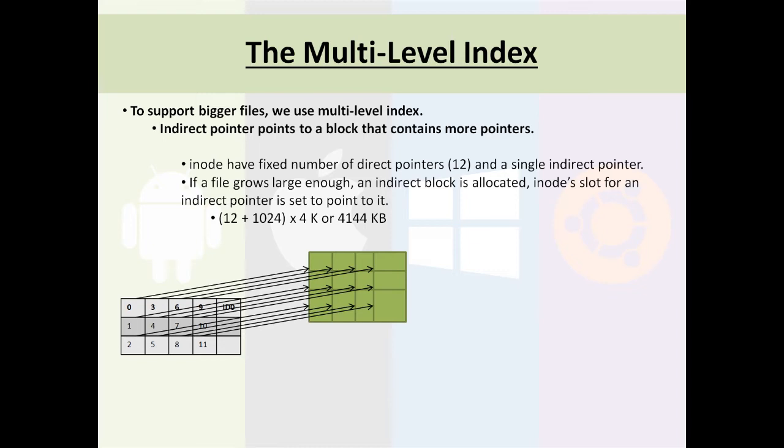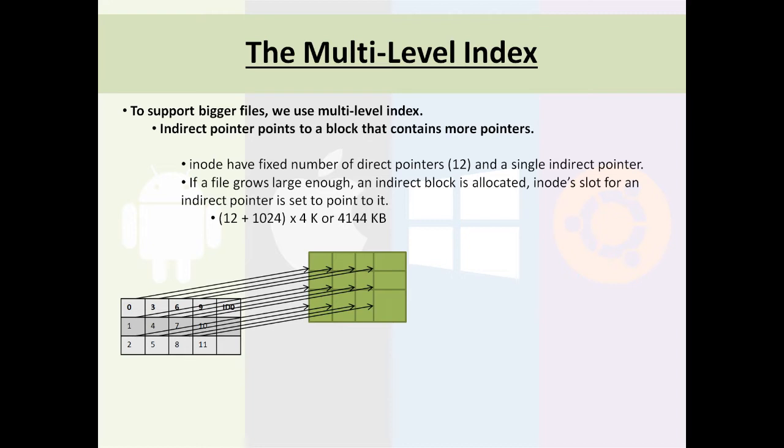data? This means that an inode may have some fixed number of direct pointers which point directly to data, like the example here. We have inode numbers pointing directly to data, and it might have one additional indirect pointer if a file grows large enough, and this indirect block will be allocated to this indirect pointer. It will be allocated from the data block region on the disk, right? And the inode slot for an indirect pointer is set to point to it.